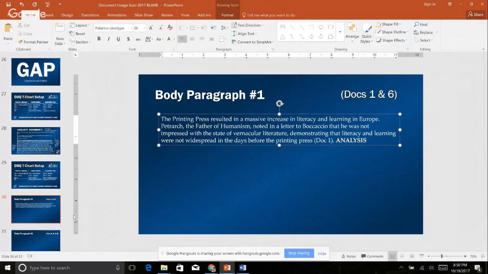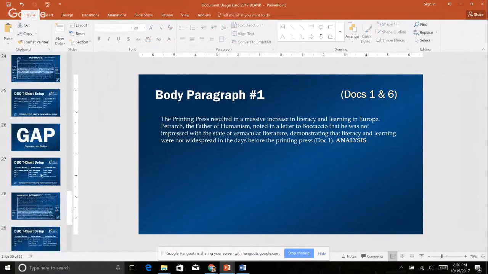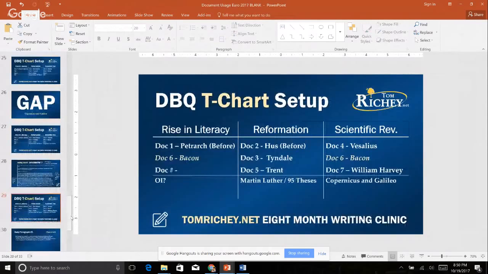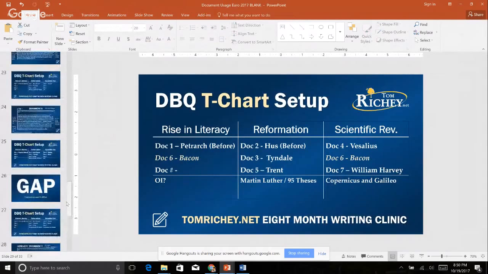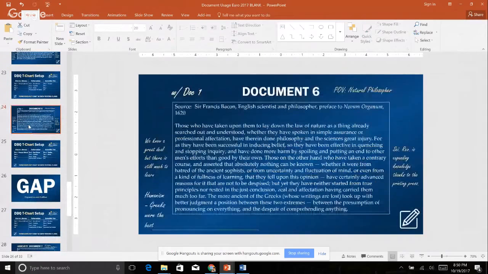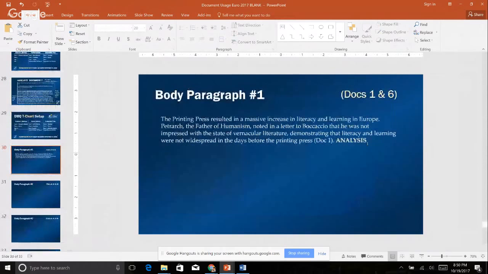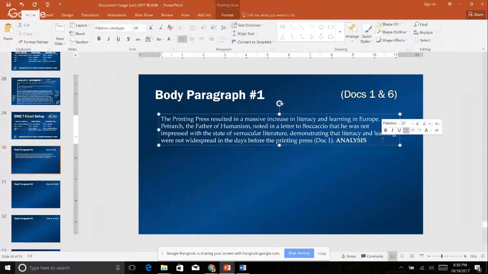Now, going to the Bacon document. That's going to be the other document that I'm going to use here, and I'm going to choose to use it here to make that more of a thing. And that's document 6. And I see here that they've been effective in quenching and stopping inquiry, done more harm, spoiling, and putting. So what we see here is that, after the printing press. And note, I'm using these documents, I'm bending them to do what I want them to do. There's not just one way. This is not a true or false, yes or no.